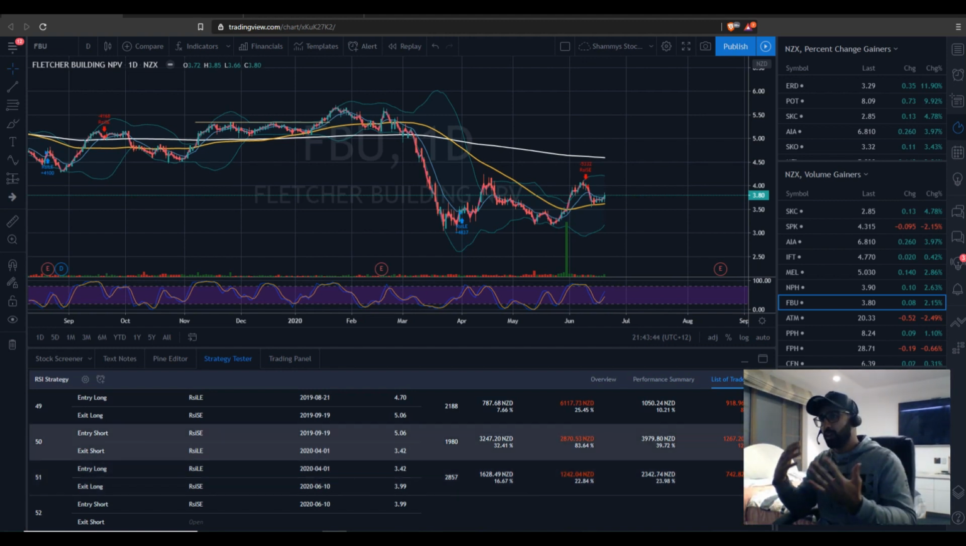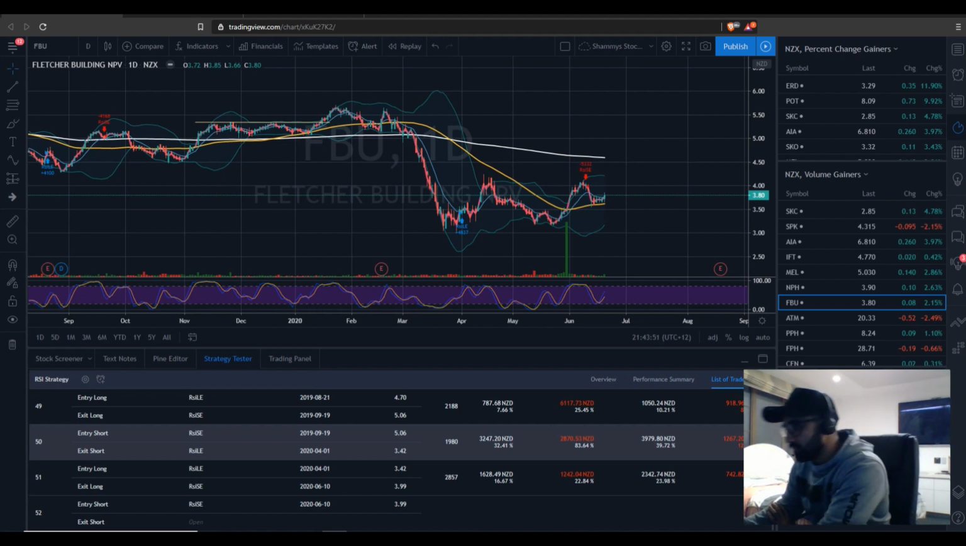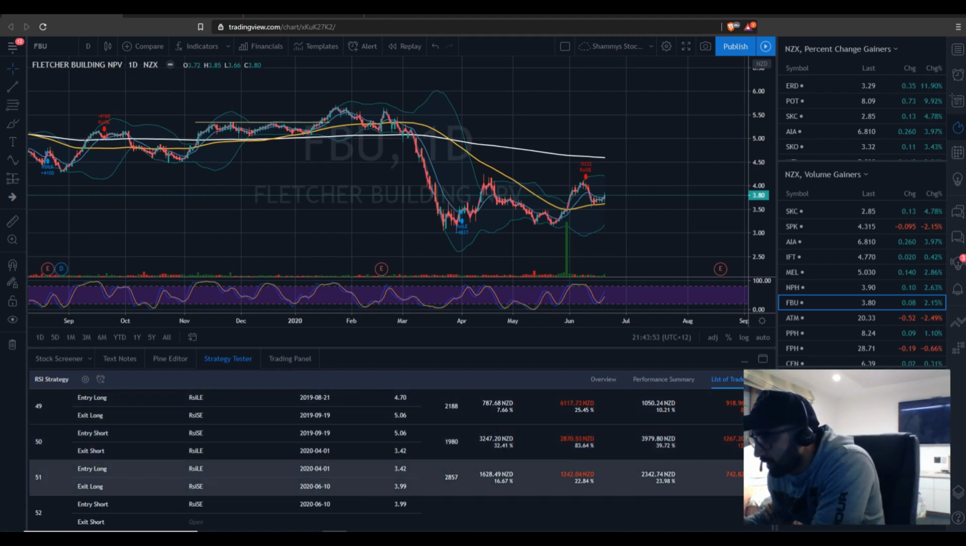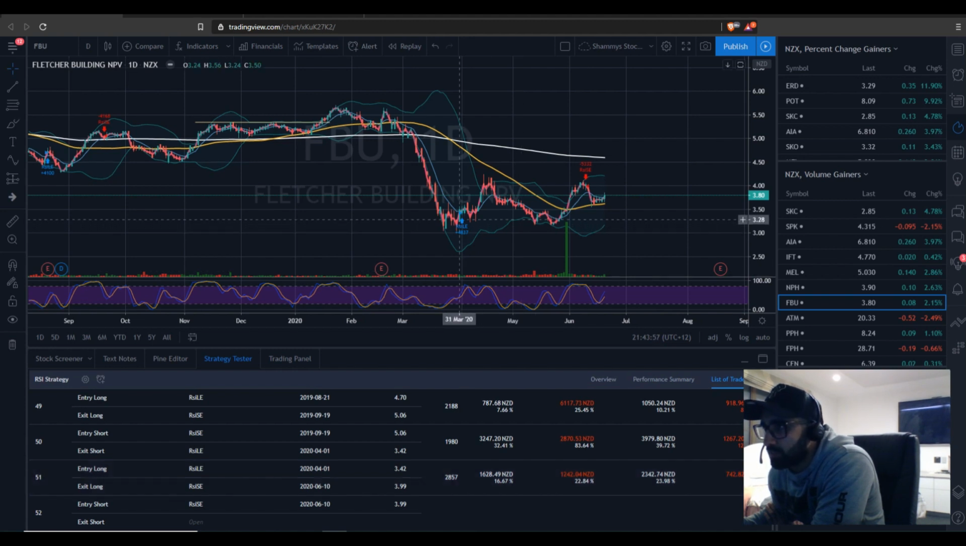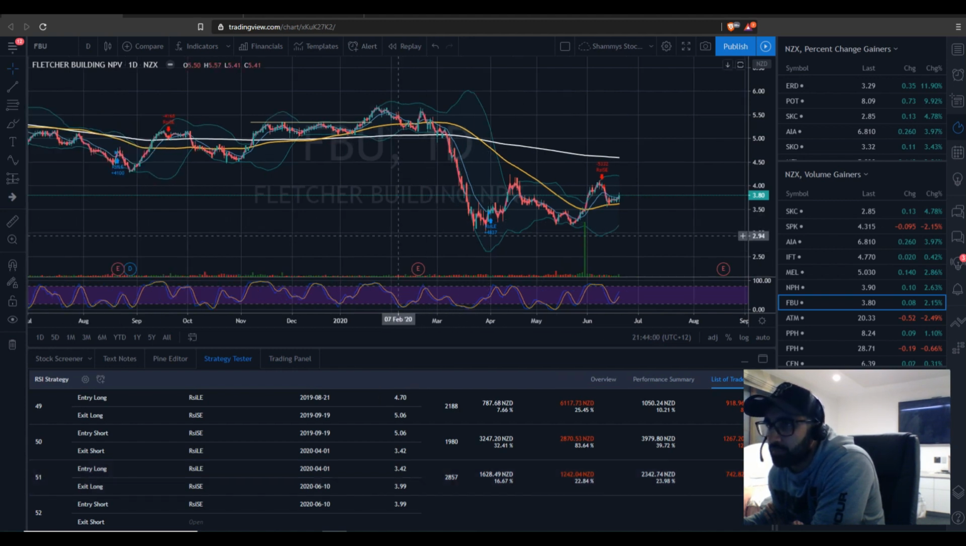For you guys who have a lot of time, play around with this type of stuff, you might get a strategy that works really well for you. Here's how much money we would have made off this one if we followed this strategy.